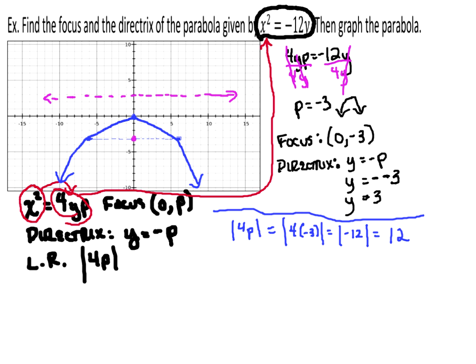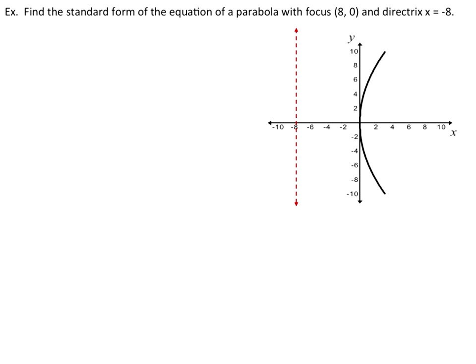Okay, it looks like we have a unanimous decision to move forward. And it brings us to another problem to solve. I tried for the life of me to get Word to let me put a point on the focus, and it wouldn't, so I'm going to go ahead and put a point on the focus. And that's given up here. So your focus is (8, 0), and your directrix is x = -8.